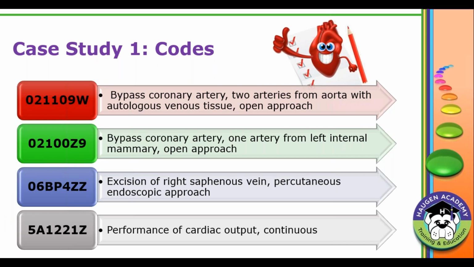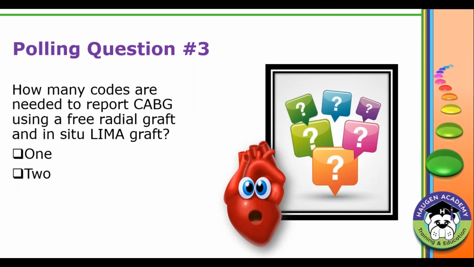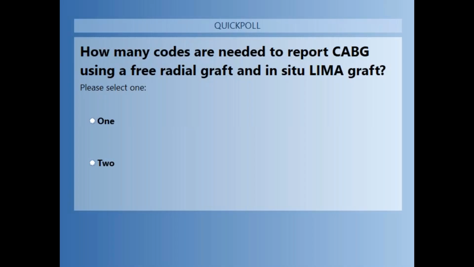And before we go into case study 2, we have one last polling question. Michelle? Okay. So we have, how many codes are needed to report CABG using a free radial graft and an in situ LIMA graft? Is it 1 or 2? How many codes are needed to report CABG using a free radial graft and an in situ LIMA graft? 1 or 2?